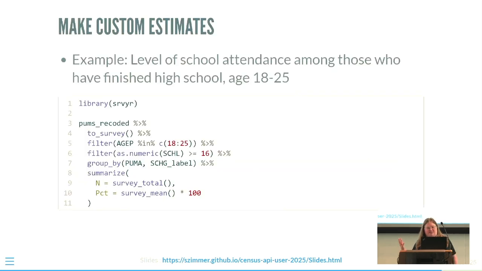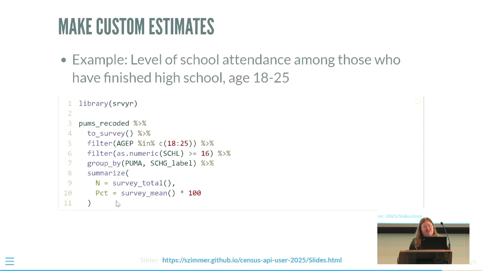So then we have this data. We can quite quickly make an estimate of, let's say we want a very specific thing: the level of school attendance among those who have finished high school that are age 18 to 25. This is not available in one of these tables. So you can make very custom definitions of what you want to estimate. I'm getting those that are age 18 to 25, and those that are 16 or more, if you look at the data dictionary, which is those that have finished high school or more, because it's a numeric variable.